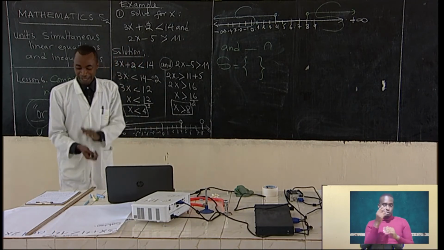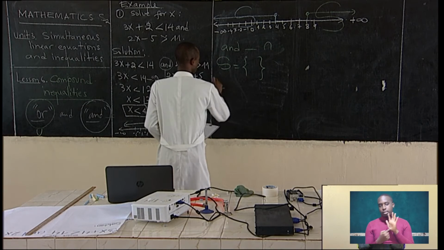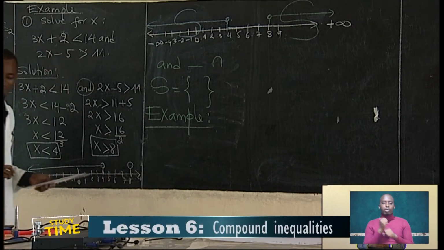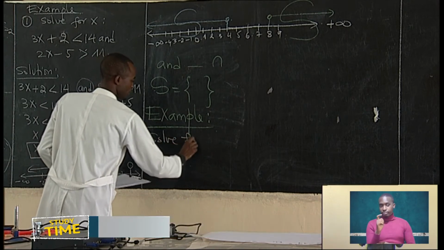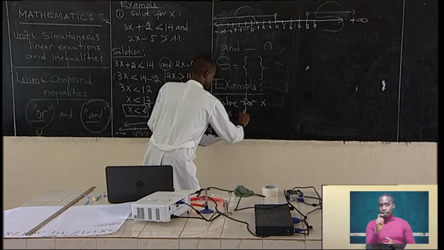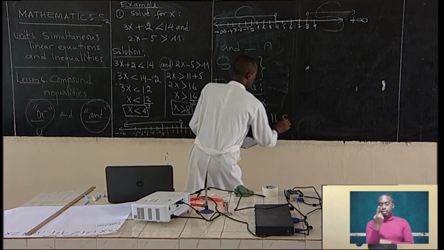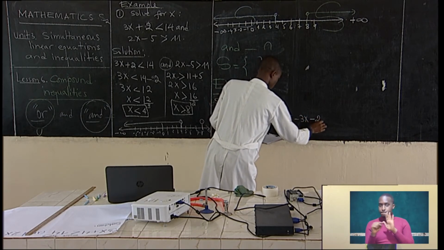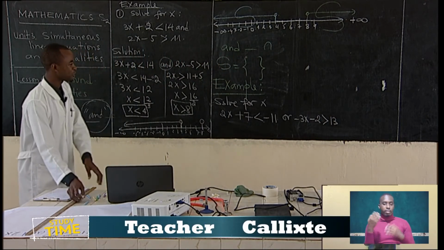Now, let's do the next example. Example number 2. I prefer to write it with the big size. Example number 2, we solve for x. Solve for x. 2x plus 7 is less than 11, or negative 3x minus 2 is greater than 13. This is the next exercise that we are going to do together.